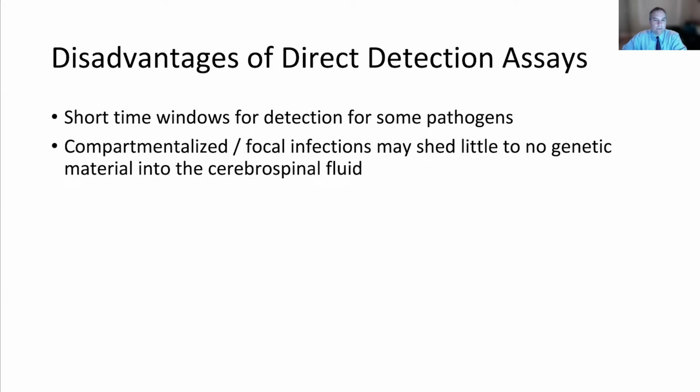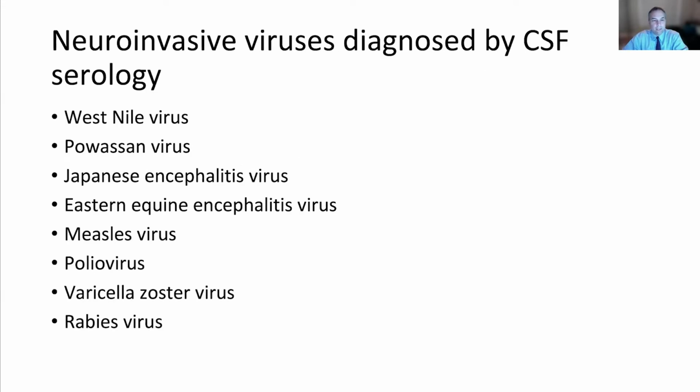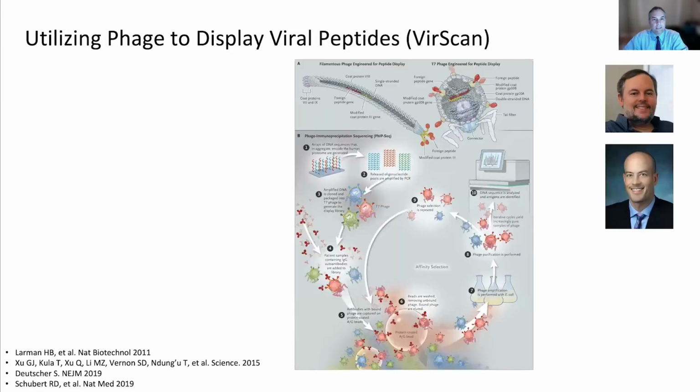But we also know that some viruses, especially in immune competent individuals, can linger in the spinal fluid for very short periods of time or at very low titers, making it difficult to detect viruses in the spinal fluid. And so for that reason, many neuroinvasive viruses are diagnosed by serology in the spinal fluid.